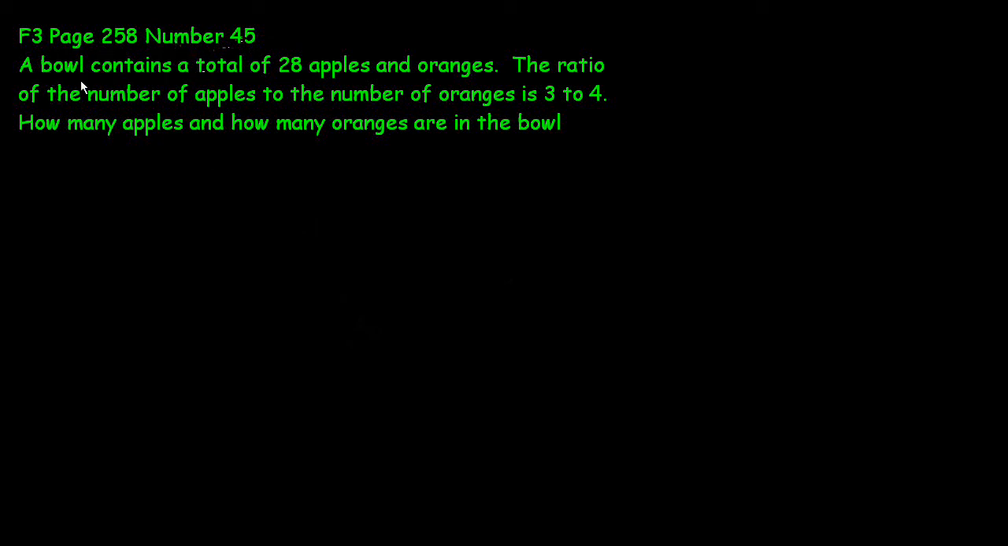But the problem says a bowl contains a total of 28 apples and oranges. So together, the apples and oranges, you have 28 pieces of fruit in the bowl. The ratio of the number of apples to the number of oranges is 3 to 4. How many apples and how many oranges are in the bowl? And what they want you to do is set up a proportion here. In a proportion, you have an equal to symbol.